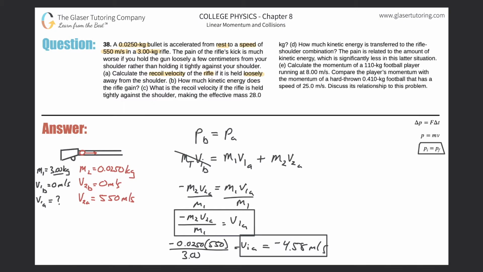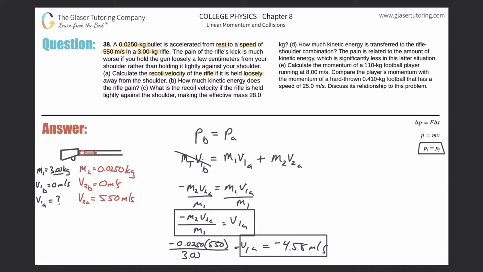You might have chosen the gun to go the other way, with the bullet starting here and going that way. I can't really draw to save my life. But then the gun would be moving to the right, and therefore your answer should have been positive, but then the bullet's velocity would have been negative, and that's how it all would have worked out. Anyway, moving on. I wrote an i down there. I don't know why I did that. That is not initial. It should just be 1, the velocity of the gun after. So it's 4.58 meters per second.